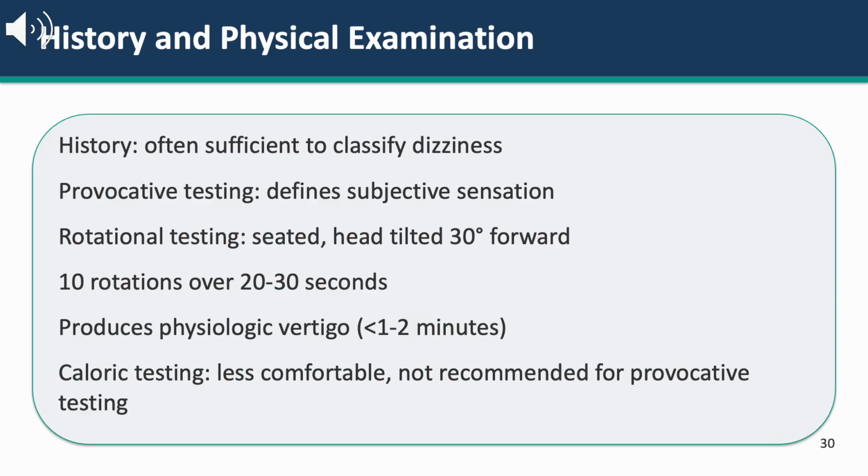Rotational testing in the office is performed by seating the patient in a rotary office chair with the head tilted 30 degrees forward, then rotating the patient carefully 10 times over 20 to 30 seconds. Tilting the head forward places both horizontal semicircular canals parallel to the floor and perpendicular to the axis of rotation.